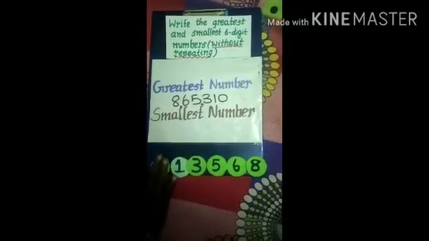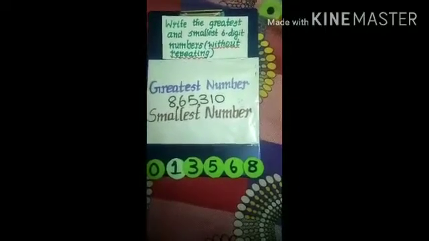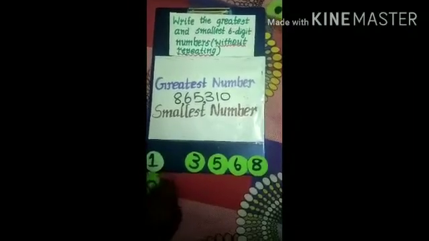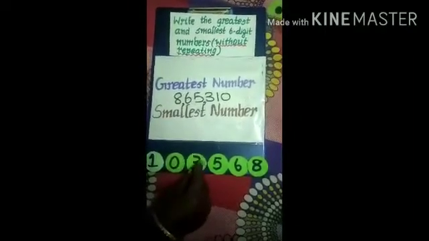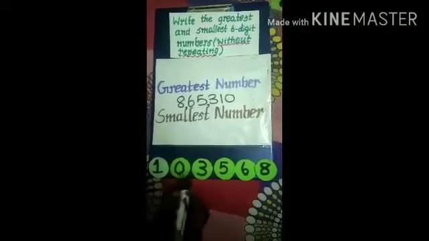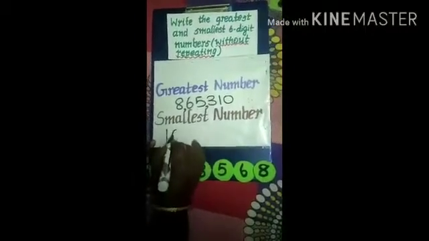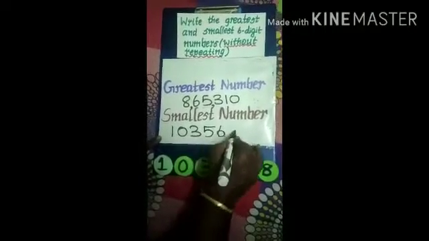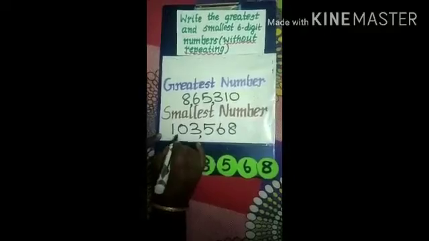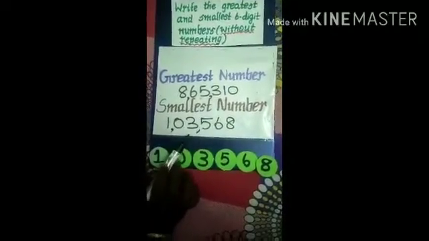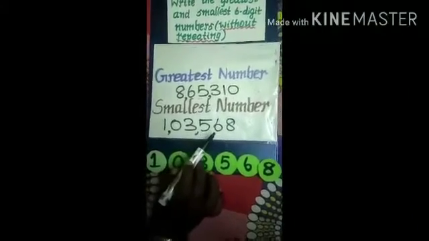If you take 0, it is a 5-digit number. So what I am going to do is, you place the 1 here in the front and 0 here. Now you got a 6-digit number. Now this is the smallest number. I am going to write this number: 1, 0, 3, 5, 6, 8. Now place the commas. Now read the number, children. 1,03,568.